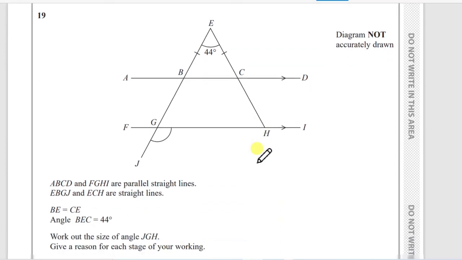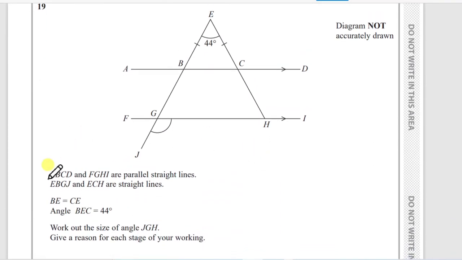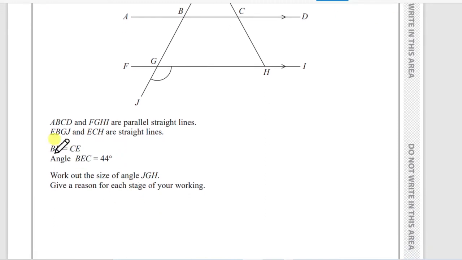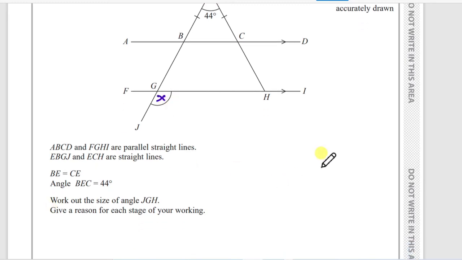Okay, so number 19. Now we're dealing with some triangles. So A, B, C, D, and F, G, H are parallel straight lines. Angle BEC is 44. The length BE is equal to length CE. Work out the size of angle JGH. JGH. So, lucky, oh nice, they marked it for us. Let's call that angle X, so we know what we're talking about. Give a reason for each stage of your working.